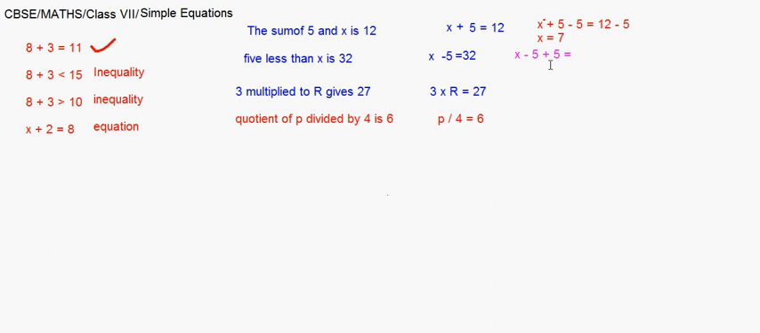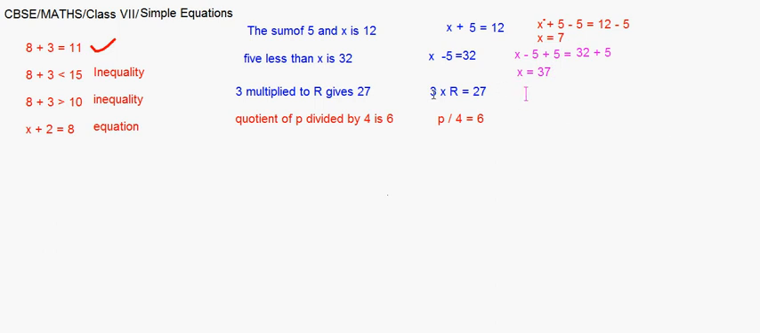But when I am adding 5 on the left hand side, we do the same on the right hand side as well. So that makes it 32 plus 5. On the left hand side, minus 5 plus 5 becomes 0, and we are left with only x. x is equal to 32 plus 5, that gives us 37. Now look at the third one.